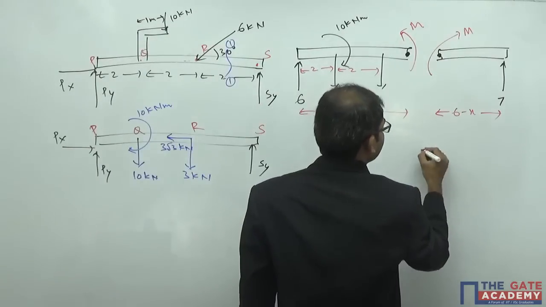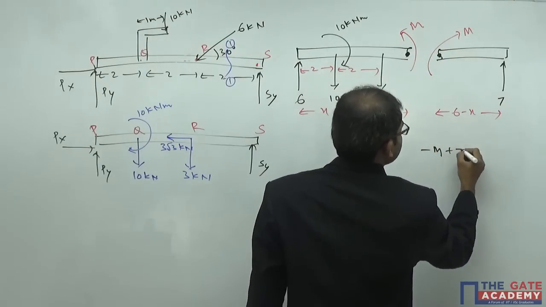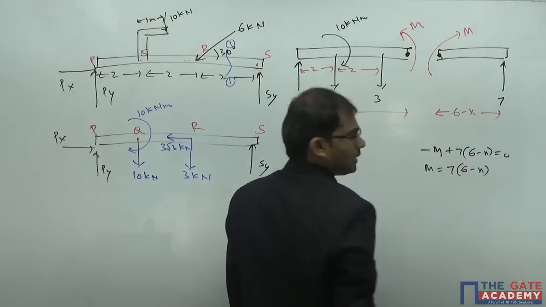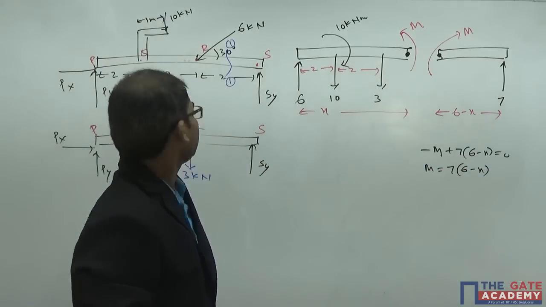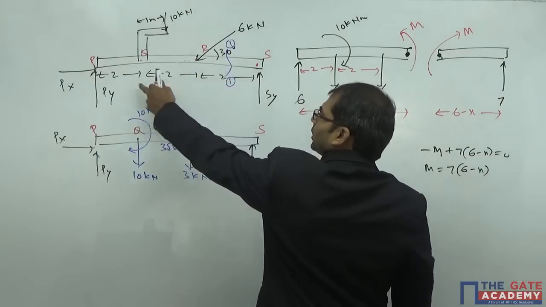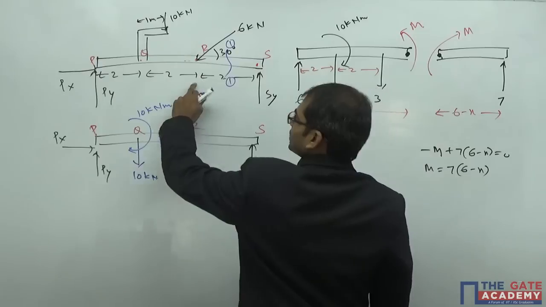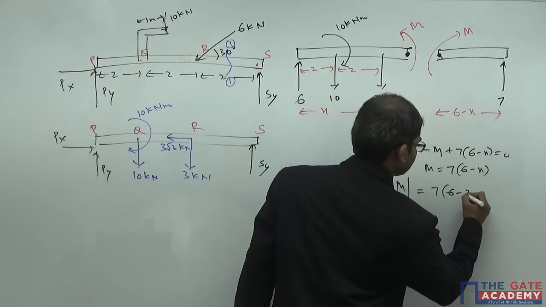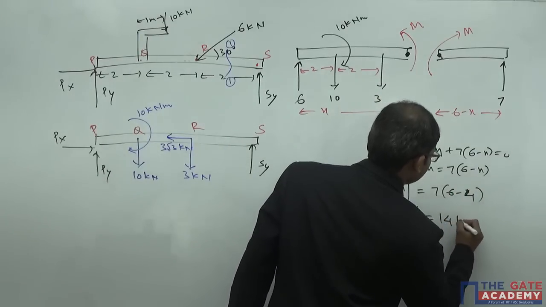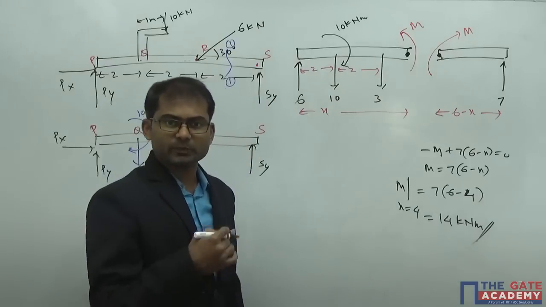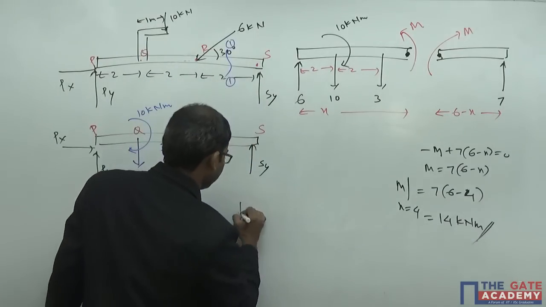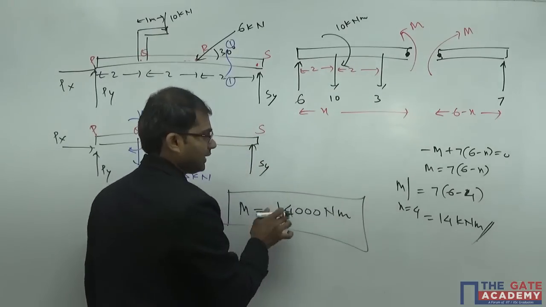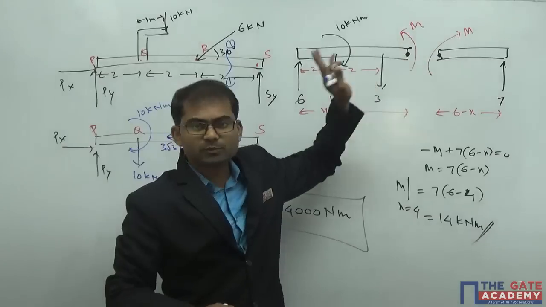So M clockwise, so negative M, plus 7 into 6 minus x is equal to 0. So you get M is equal to 7 of 6 minus x. But here they are expecting us to get the value of the bending moment at the point R where x is equal to 4. So M at x equal to 4 will come as 7 of 6 minus 4. This comes as 14 kilonewton meter. But they are expecting the answer in Newton meter, so bending moment M will come as 14,000 Newton meter. You will get the same answer if you take the moment about this point on this section also.